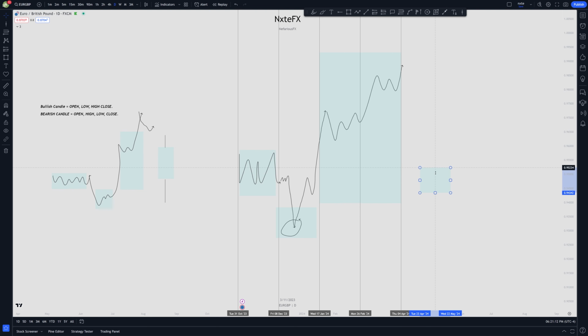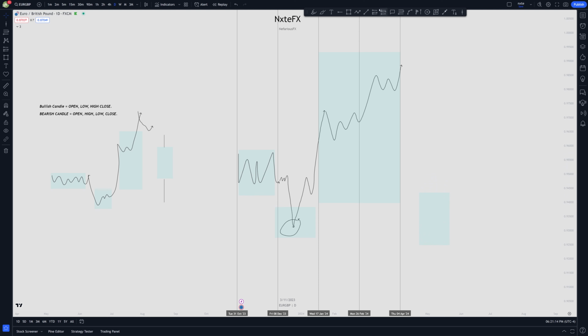Then you get that push down, right? And this is where a lot of people think it's bearish. So what? They start shorting here, just as we spoke about, or here, right? Then what happens? This actually creates the low of the week, right?